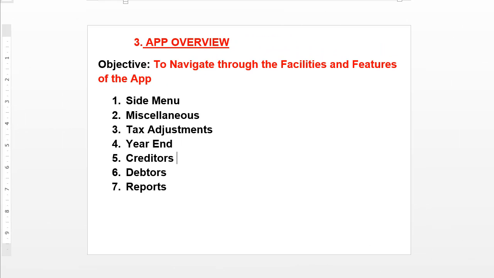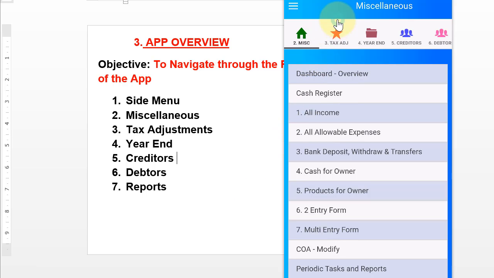In this session, we'll look at the app, the features it has, and the facilities, and that's the objective. So we're going to look at the side menu. We'll look at the miscellaneous module, tax adjustments, year-end module, creditors module, debtors module, plus reports. So let's get straight to the device.